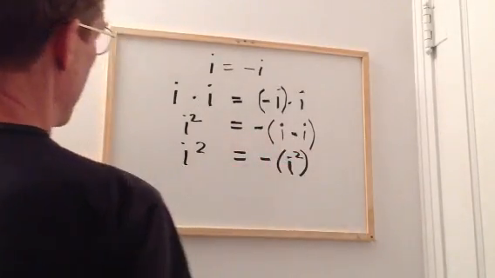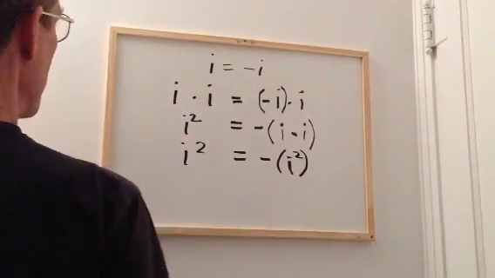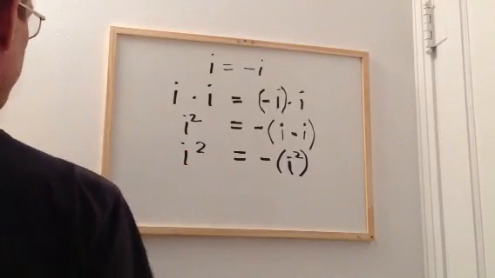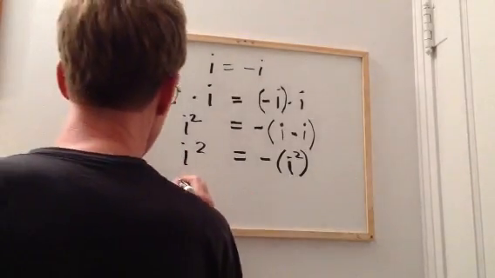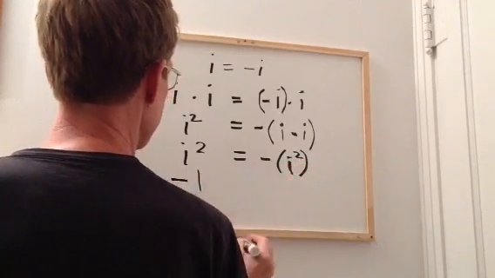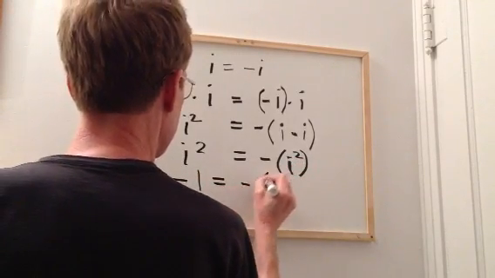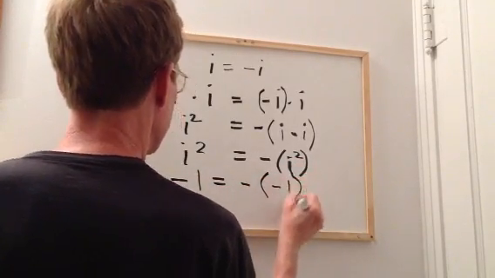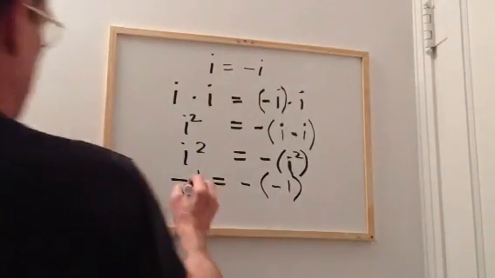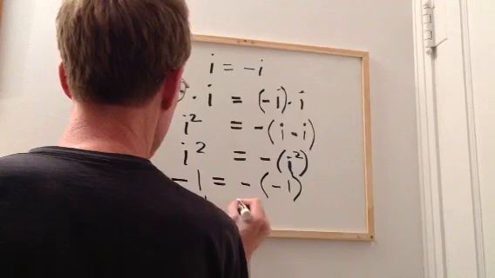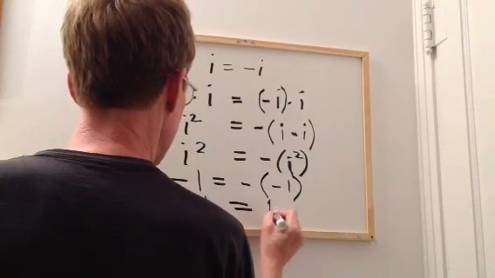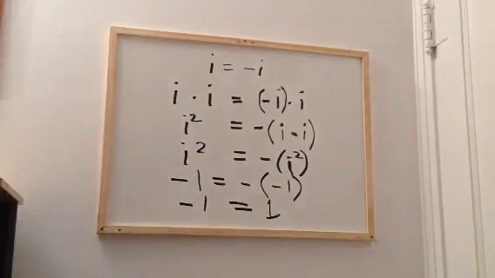So here's what we have now. Well, remember that i squared, i being what we defined as the unit imaginary number, is equal to minus 1. i squared equals minus 1. So we have this. Of course, the negative of a negative is the positive, so we have derived this statement: minus 1 equals 1. That is a clearly false statement.